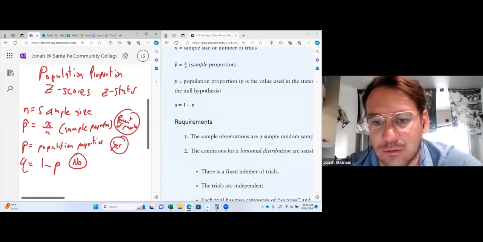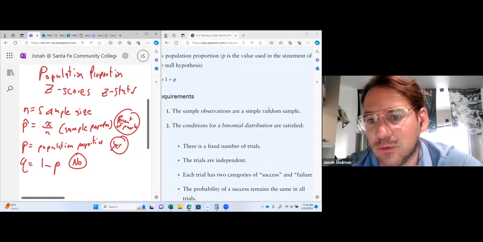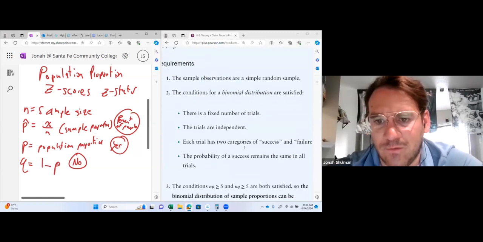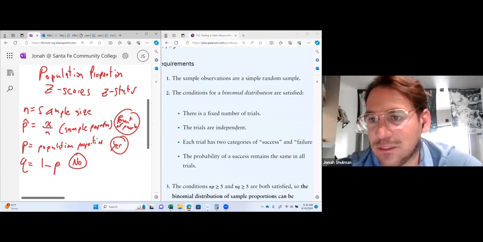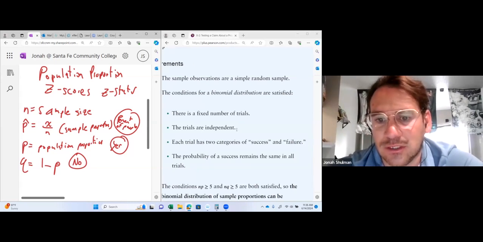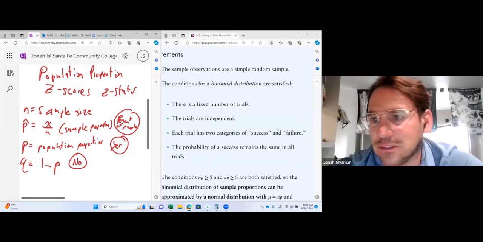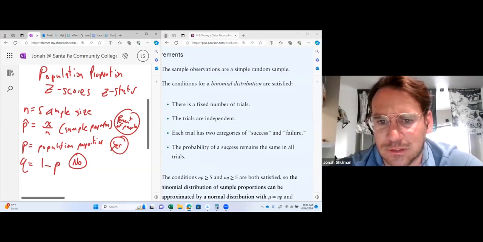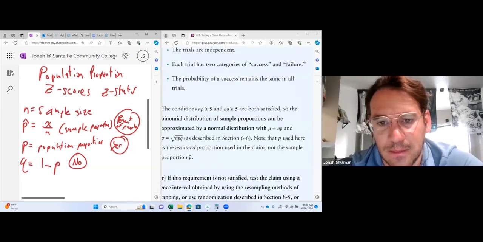All right, so this is what we need. It's got to be a simple random sample with a fixed number of trials. They have to be independent, so we're asking people yes or no, or heads and tails, stuff like that. Each trial has two categories, success or failure. The probability of success remains the same. So heads or tails is 50% every time.